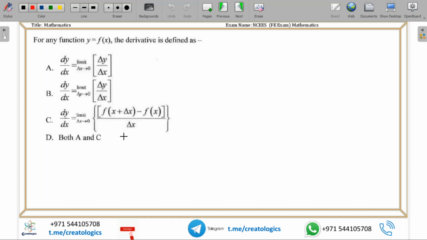The next question says, for any function y is equal to f of x, the derivative is defined as what? So options are given to us and one option is correct, right? As you know, the approximate value of del y over del x, where del is change. Del y is the change in the value of y and del x is the change in the value of x, right? If delta x tends to 0, the change is very small. The change in the value of x is so small that it is approximately equal to 0.